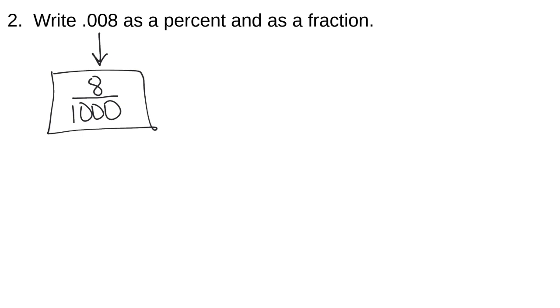Next, we want to write it as a percent. Well, there's a couple different ways to do this. I think probably the easiest way for me would be to write it first as that decimal. Next, we're going to use that idea that percent is always out of 100. So we can take this decimal and multiply it by 100 to find the percent. In this case, it's going to be 0.8%.